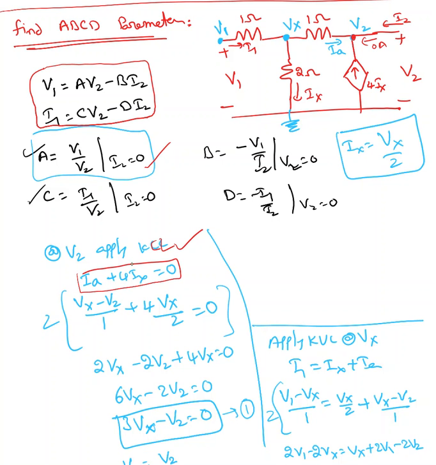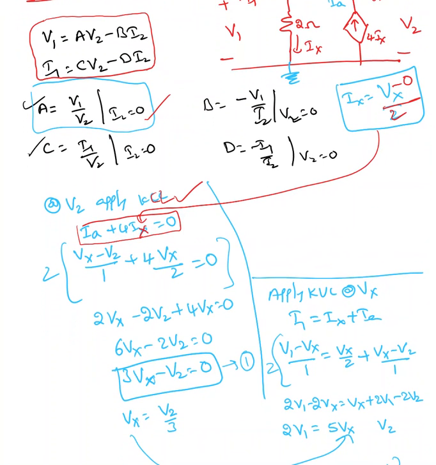So Ia is nothing but Vx minus V2 over 1, plus 4ix. Ix is nothing but Vx minus 0, Vx minus 0 over 2. That's our Ix. So I can replace Ix with Vx over 2. So I'm replacing the Ix here with Vx over 2. So after simplifying this equation, I ended up with Vx equal to V2 over 3.